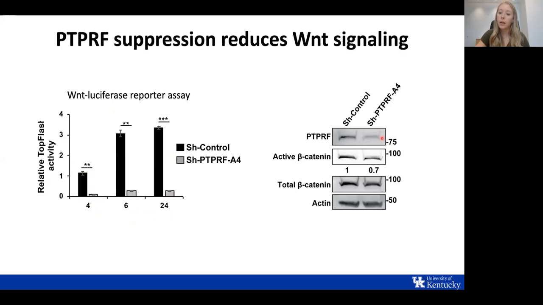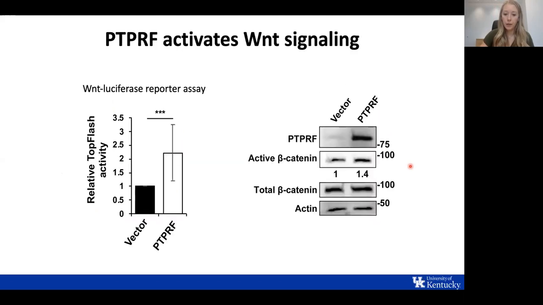This knockdown was validated here, and then we also see that active beta-catenin levels are decreased in the PTPRF knockdown cells as well. Complementing this with an overexpression of PTPRF in the TOPflash assay, we see that we get an increase in Wnt activation as well as an increase in active beta-catenin, suggesting that PTPRF is helping to activate Wnt signaling.